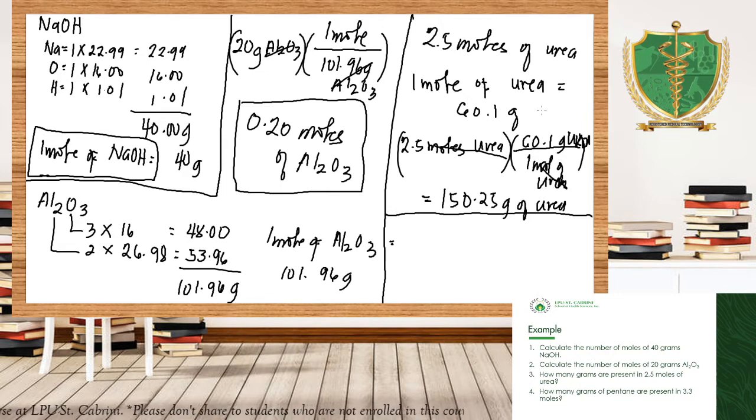We have 3.3 moles of pentane. So pentane is C5H10. So that will be 10 times 1.01. Oh, let's delete first the other one written on the board.